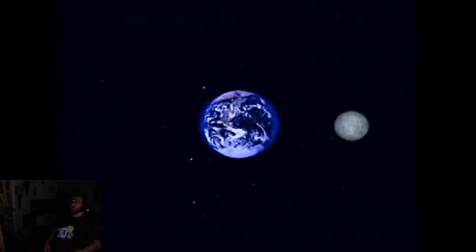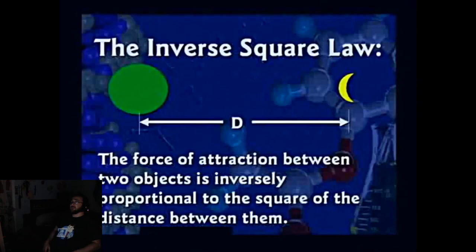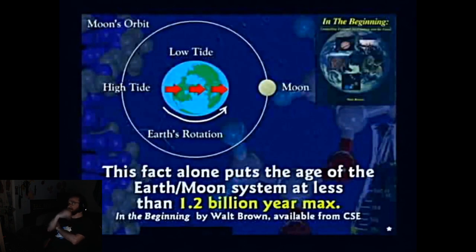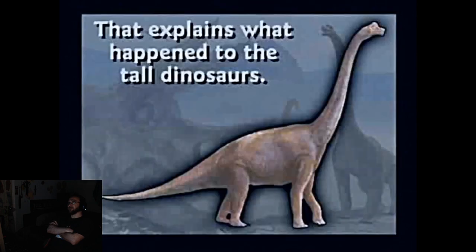Well, if you brought the moon in closer, you'd create a serious problem because there's a law called the inverse square law. If you bring the moon into one-third the distance, you take the one-third, inverse it, square it, it's 9 times the gravitational pull. If you run all the math on this, you'll find 1.2 billion years ago, the moon was whizzing around just above the surface of the Earth. That explains what happened to the tall dinosaurs. They got moon.